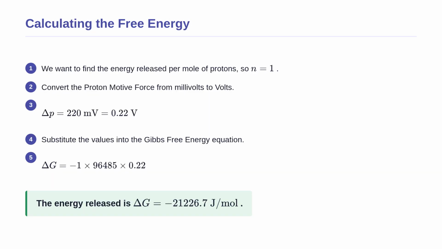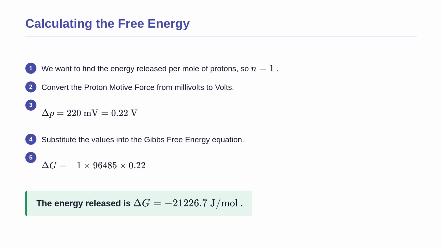Before we move on, let us see this with a concrete example using our previous result. We want to find the total energy released for 1 mole of protons, so N equals 1. First, we must convert our proton motive force of 220 millivolts into volts, which gives us 0.22 volts. Next, we substitute our values into the equation. -1 times the Faraday constant times 0.22.